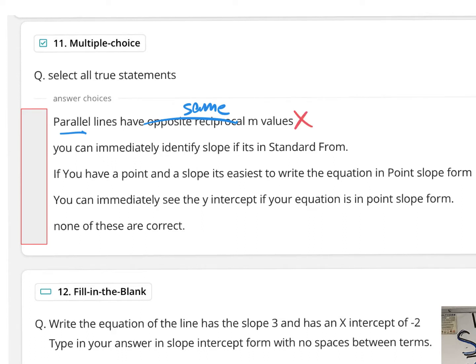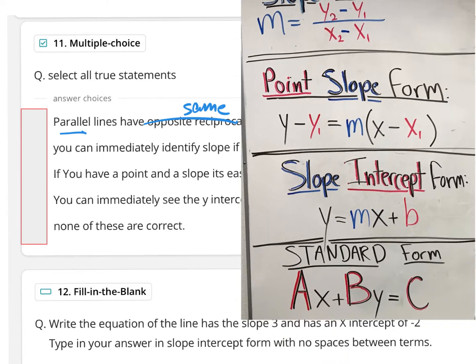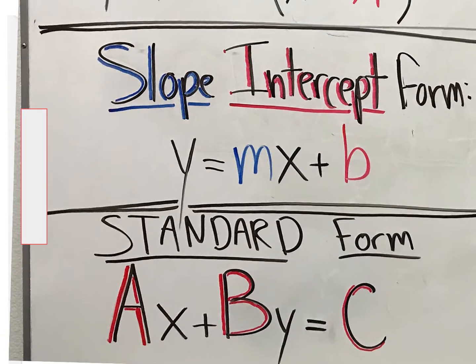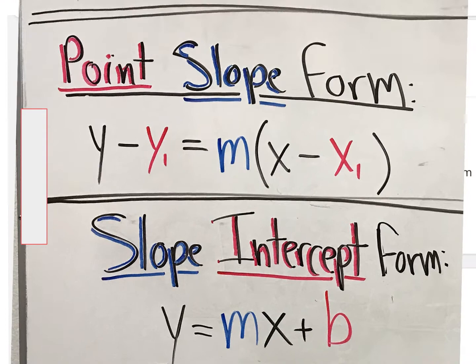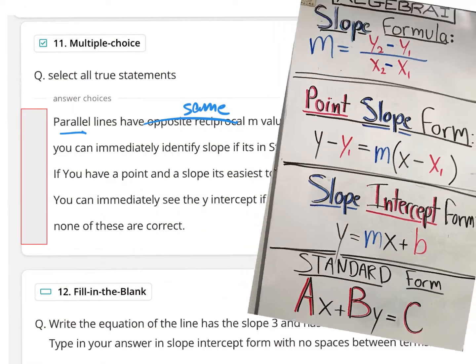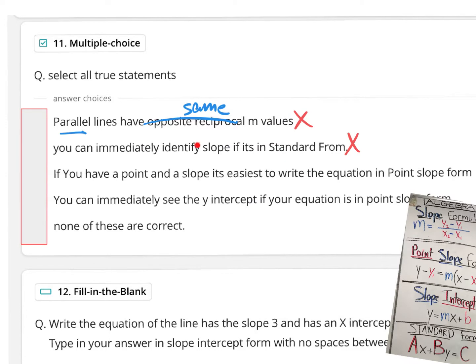Okay. The next one: you can immediately identify slope if it's in standard form. You can't see the m value if it's in standard form. That's false. Let me actually go to the board again. If you look at standard form, you don't see an m right there. You cannot see the slope. You could see an m in slope-intercept form. You could see an m in point-slope form, but you can't see an m in standard form. So that's false. You can't immediately see the slope if it's in standard form, so don't pick that one.